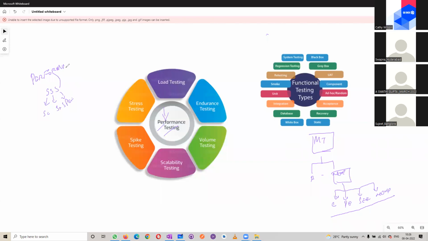I think when we were given an introduction to the testing classifications, we talked about the importance of performance testing, and the different layers in the testing pyramid. So what is the importance of performance testing, we have discussed. As I told you, performance is one of the most prominent and very important categories of testing.